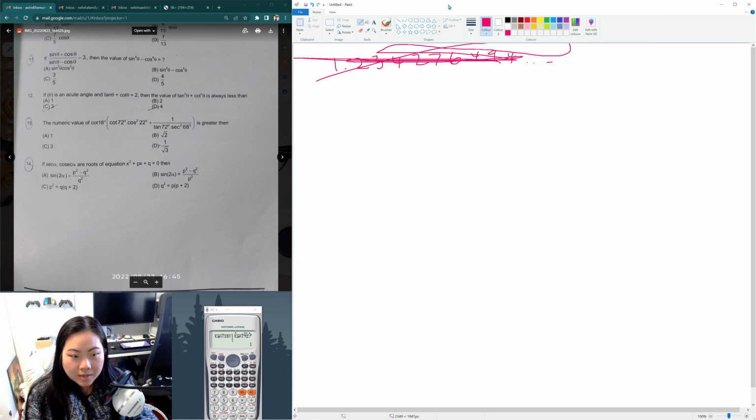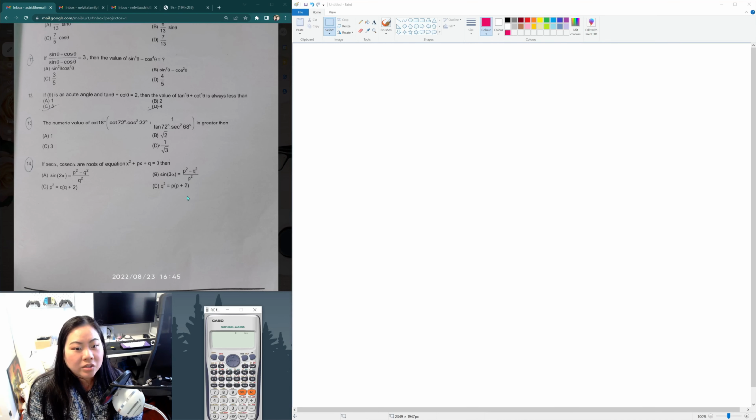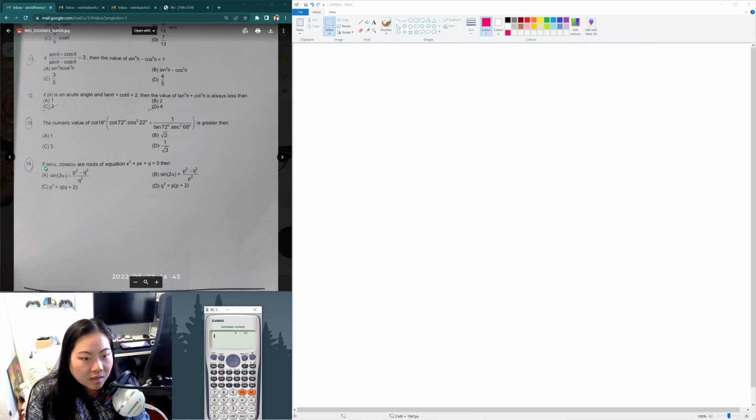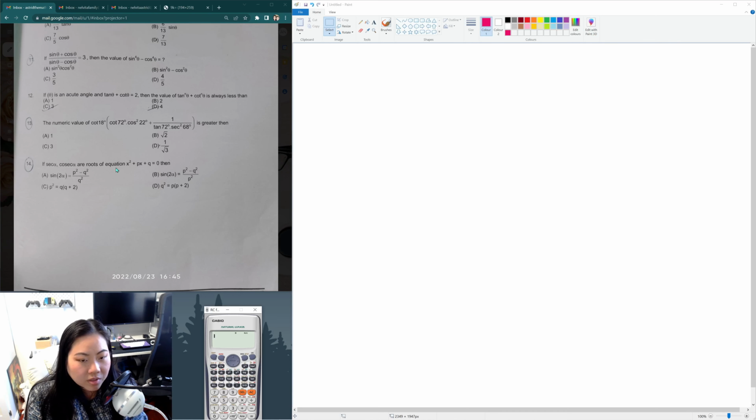Question 14. Last one. I'm not gonna lie, it took me so long to get this one. But since I've already pre-done it, it'll look really, really fast and simple now. But just so you know, I struggled with this one. Question is, if sec alpha, cosec alpha are roots of the equation of this quadratic, then what? It was just like, then what?